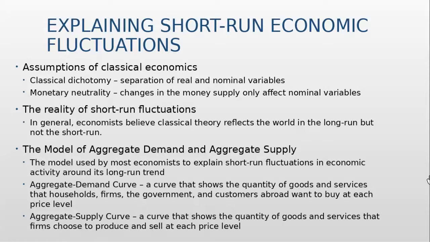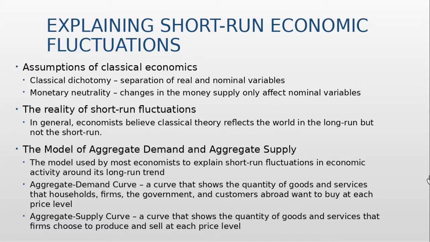But what also allows us to understand this is if we use the model of aggregate demand and aggregate supply. This is the model used by most economists to explain short-run fluctuations in economic activity around a long-run trend. And it does this with an aggregate demand curve, which is a curve that shows the quantity of goods and services that households, firms, the government, and customers abroad want to buy at each price level. If that sounds familiar, that's because, yeah, you got it. The aggregate demand curve is pretty much a reflection of our GDP, gross domestic product.